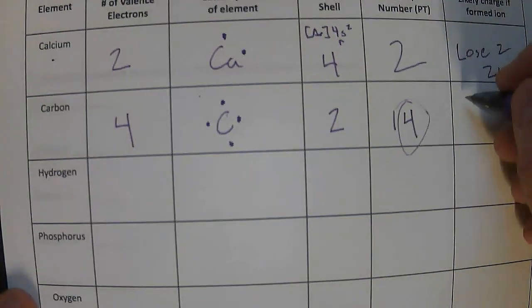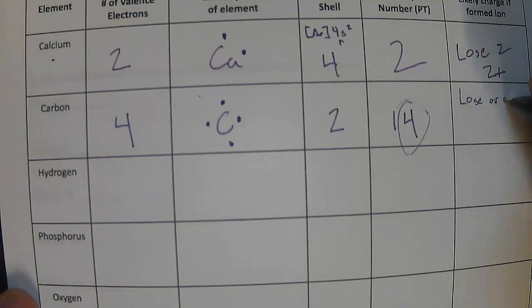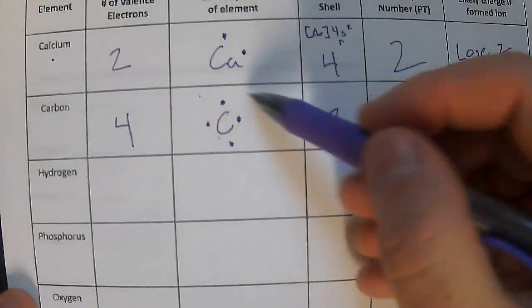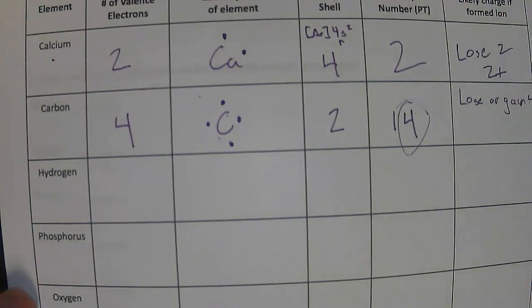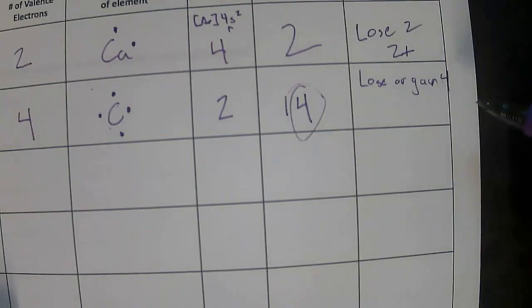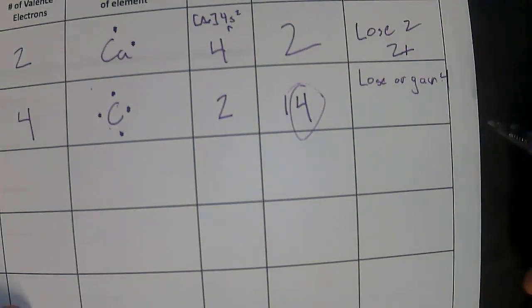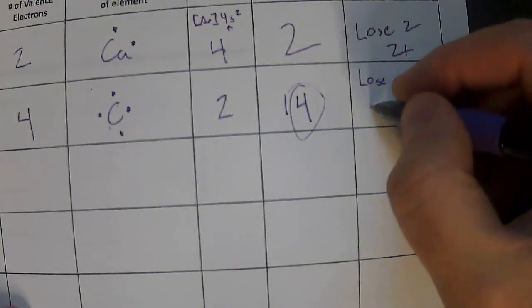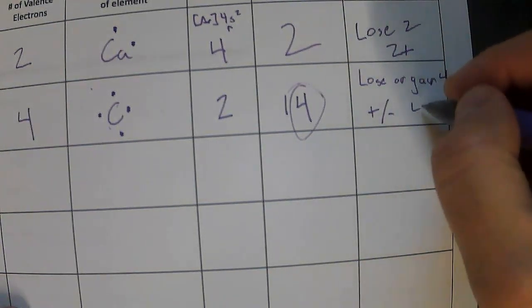Okay. And this could either lose or gain 4, because there's no difference between losing and gaining 4. So we'll use context clues when the case arises with carbon to see whether it's losing or gaining 4. So this could either be a plus or a minus 4.